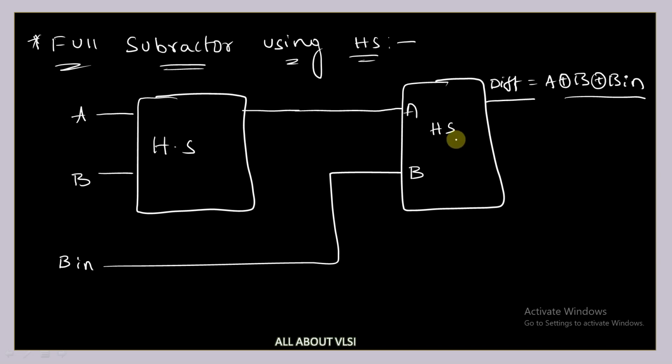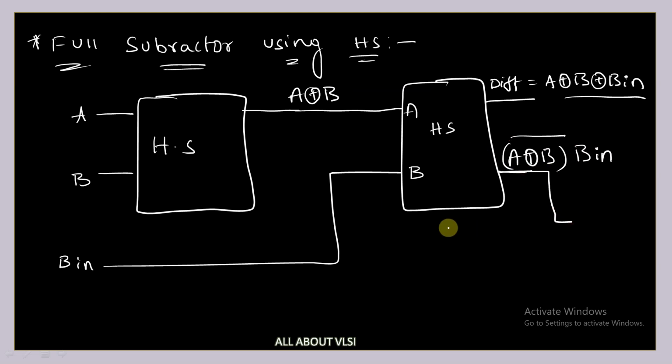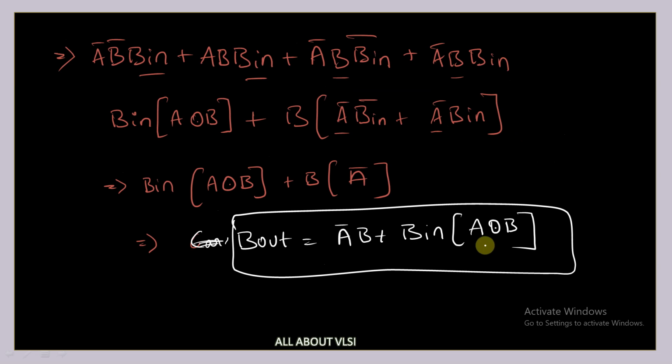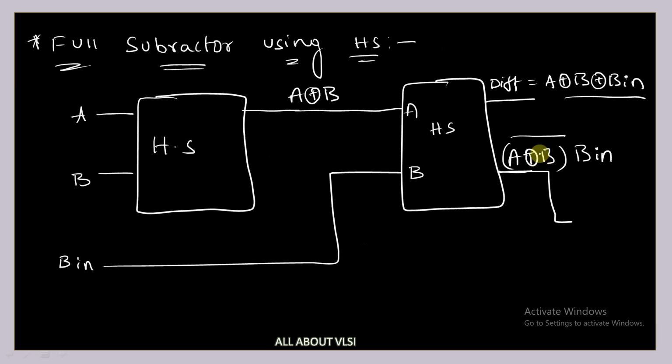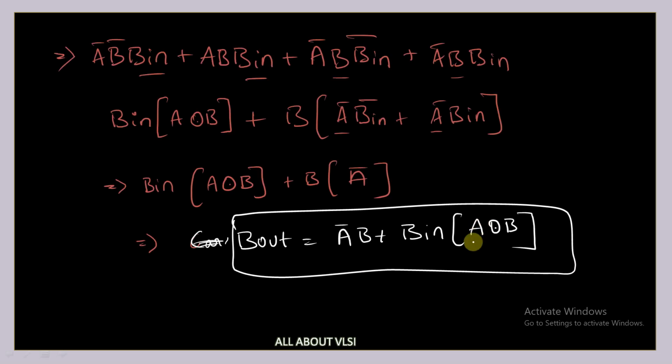Now coming to the borrow. So this is nothing but A XOR B, right? So this is A XOR B whole bar into B in. So this is A XOR B into B in. And what else do we want? The second equation we can take. So A XOR B, the whole bar, is nothing but A XNOR B. Okay, A XOR B into B in, and we want A bar B.